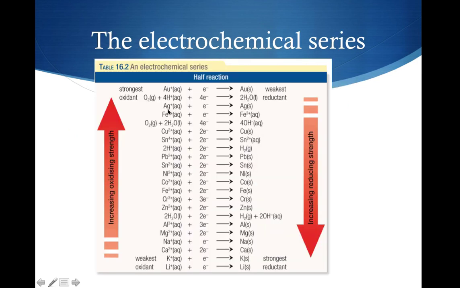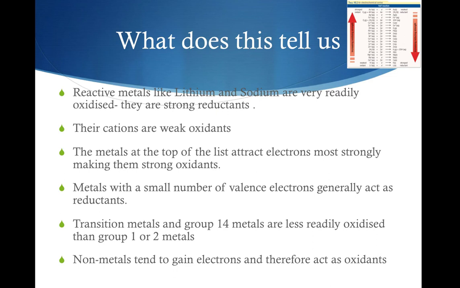Okay. This is also shown on the electrochemical series, which is in your data books. Okay, it's just shown the other way up. So here we have potassium. Lithium's actually slightly stronger, so this has got the strongest reducing power, or is the strongest reductant. Okay, so things which are very readily oxidized are strong reductants. Their cations, so Li+ or K+, are very weak oxidants.